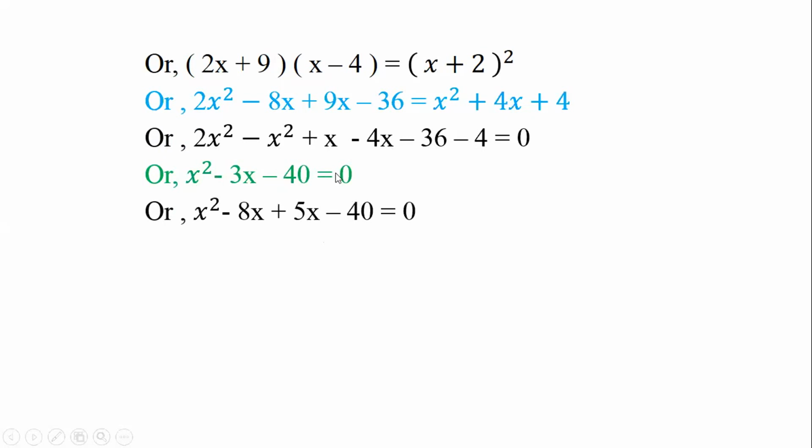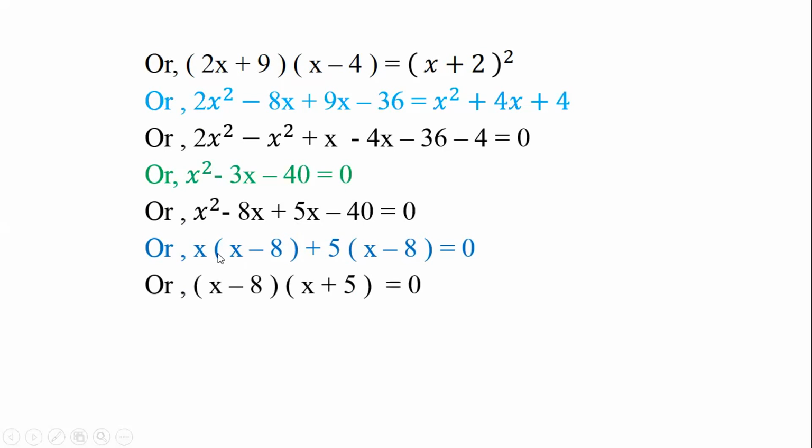But now we take middle factor for this term, then we get x square minus 8x plus 5x minus 40 equal to 0. If we take common x from these two terms, then we get x into x minus 8. And from these two terms, if we take common 5, then we get 5 into x minus 8. So finally we get x minus 8 into x plus 5. From this equation, we get x equal to 8 or x equal to minus 5.